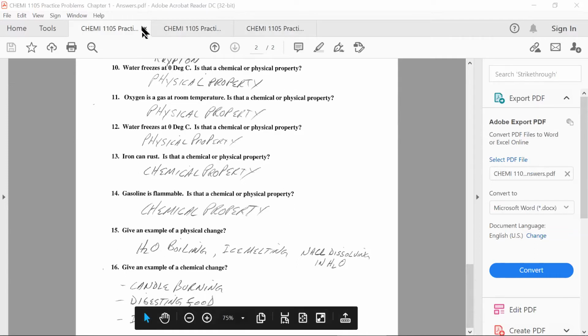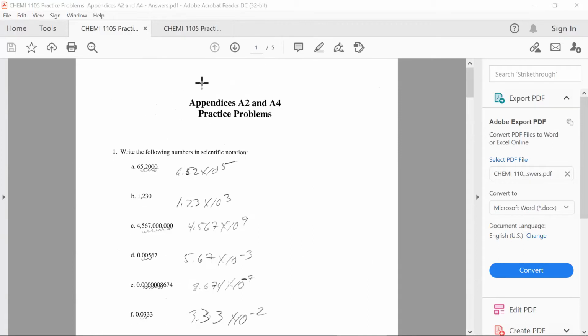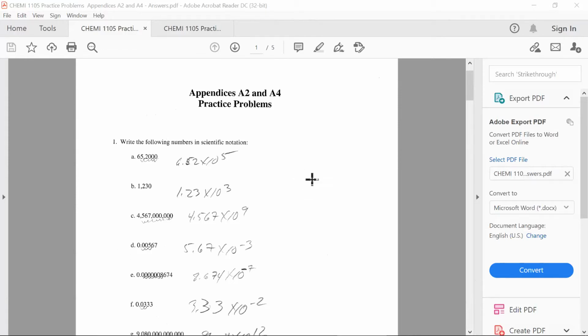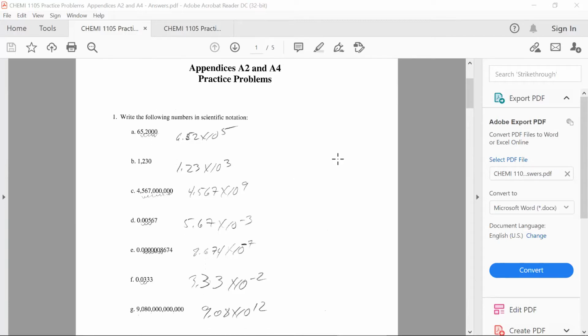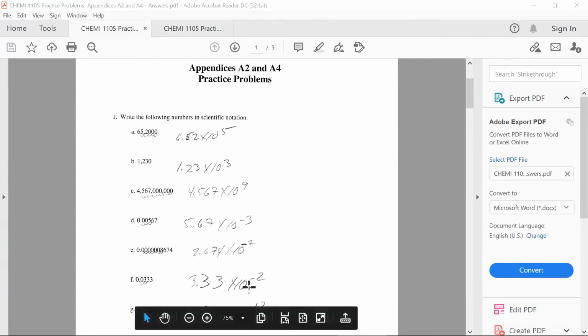All right, well, in that case, let's move on to Appendix A2 and A4. Now, one of the things we talked about, notice how I say we, I talked about, you listen, sounds more nice when I say we, how do you write the following numbers in scientific notation? Well, let me blow this up a little more so you can see it better.